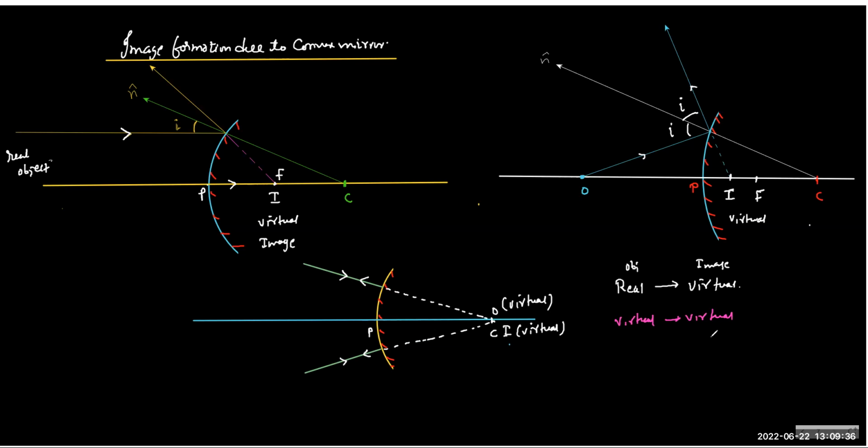And you will very soon realize what is not possible here. Here, real forms virtual, virtual forms virtual. So, what is not possible? Real to real is not possible. We cannot have real to real. So, in concave, virtual to virtual is not possible. In convex, real to real is not possible.